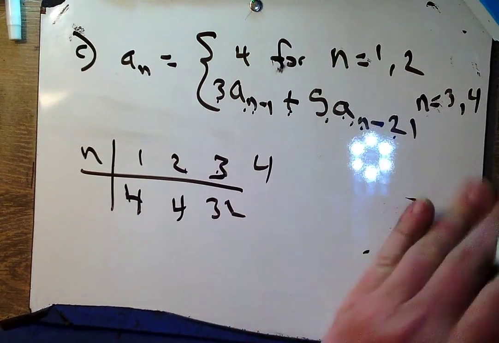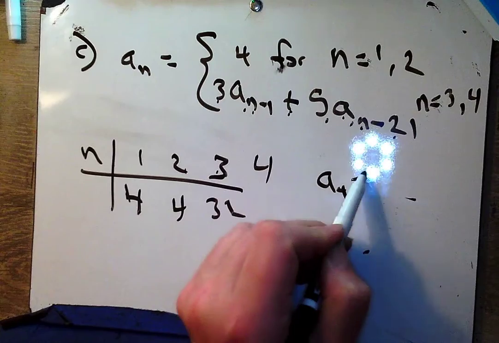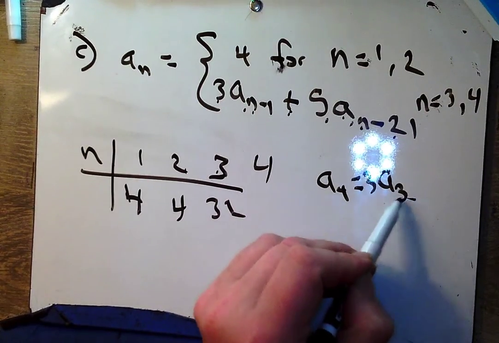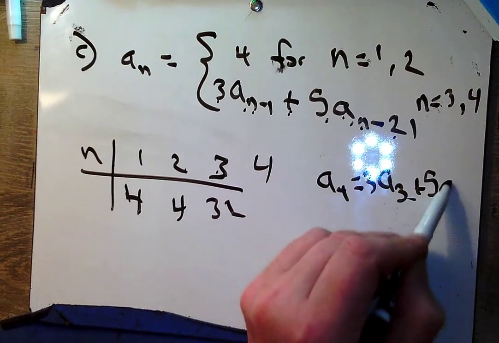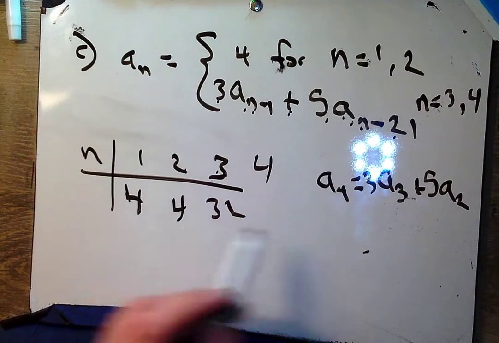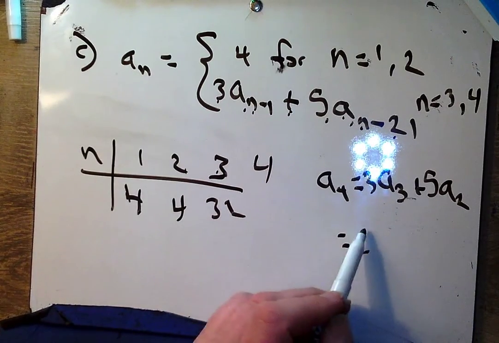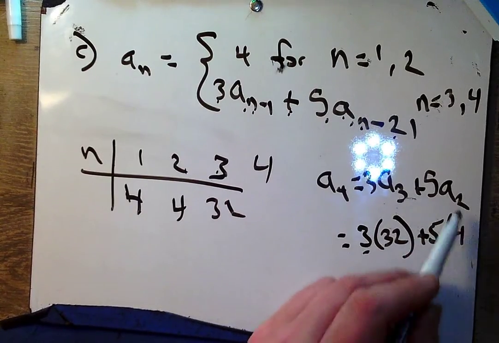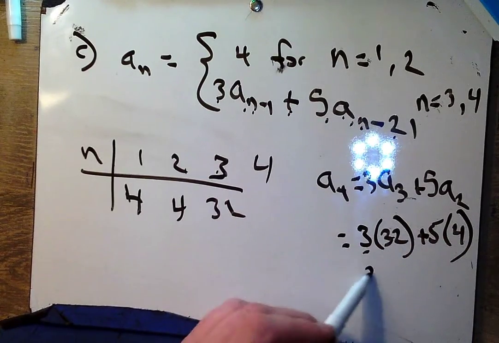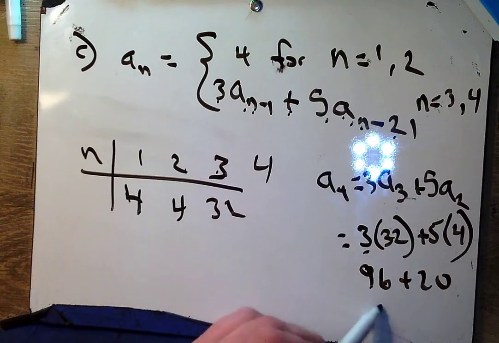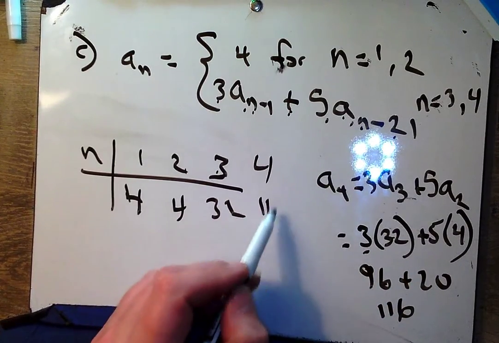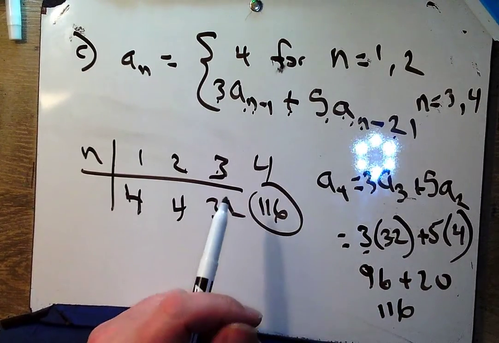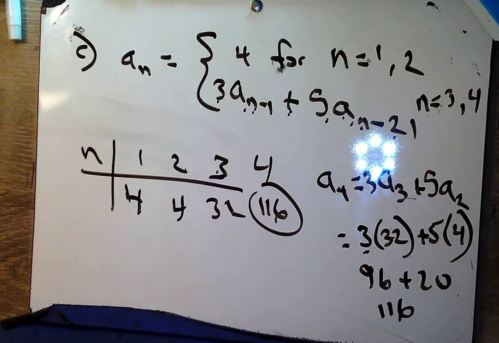Okay, and then finally a sub 4. That's going to be 3 times a sub 3 plus 5 times a sub 2. Okay, so a sub 3 is 32, and a sub 2 is 4. So that's 96 plus 20, or 116 for a sub 4. All right, well, there you go. That's reviewing for our sequences and series assessment.